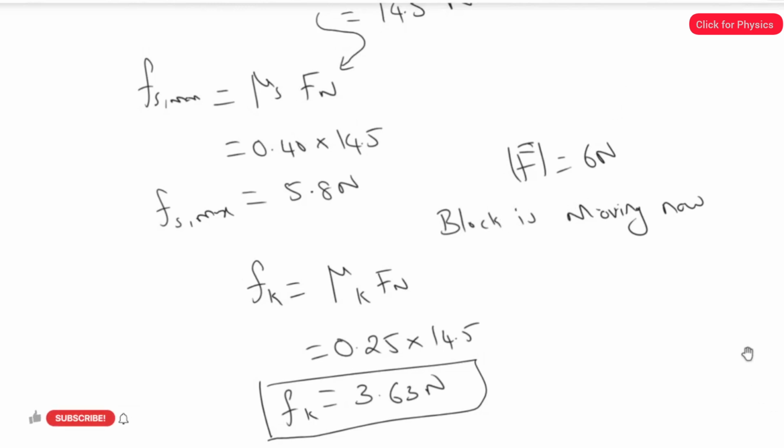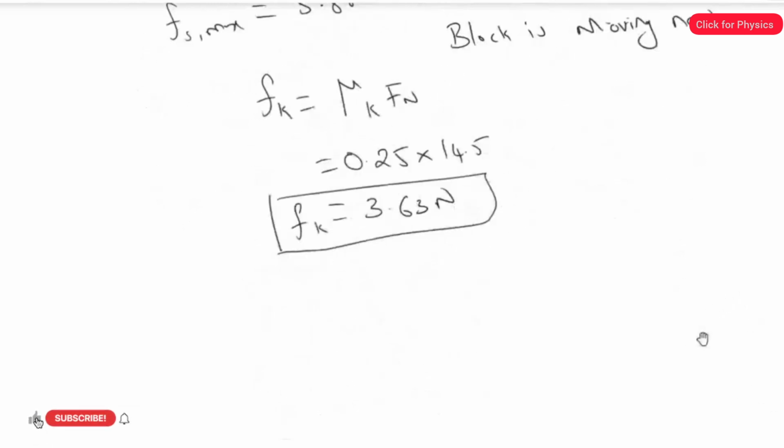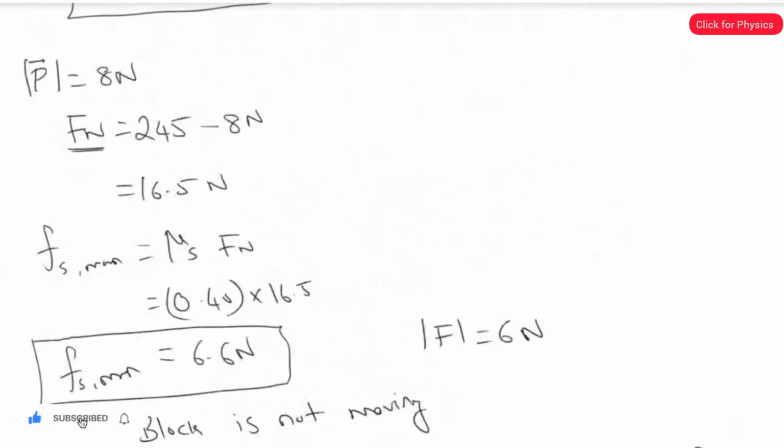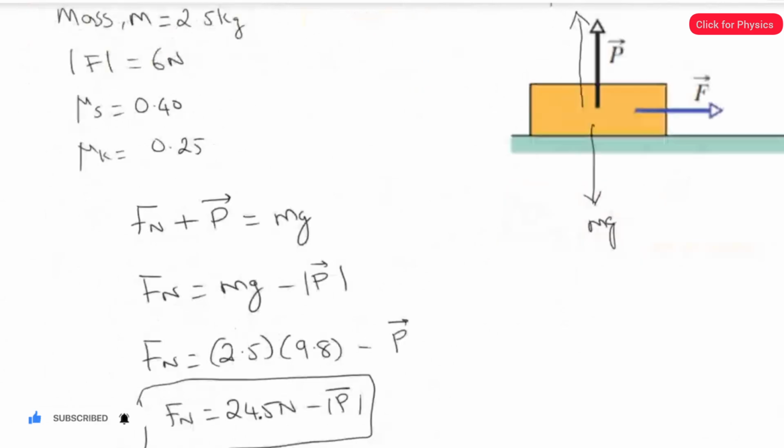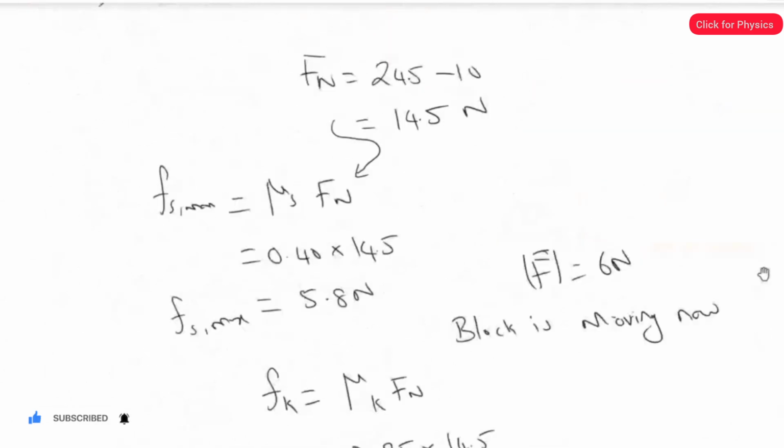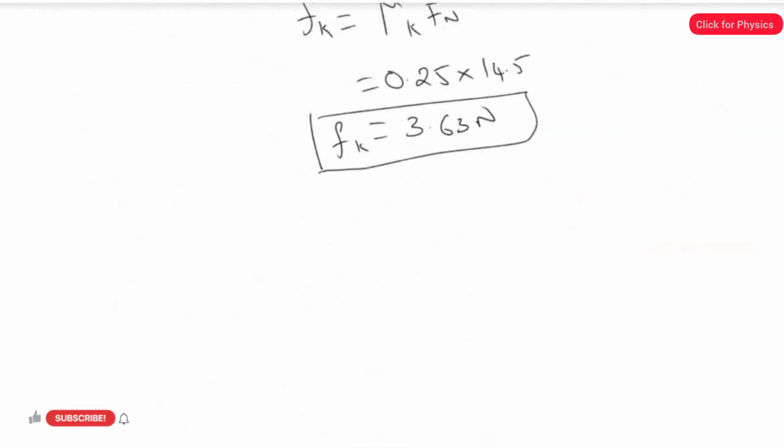Likewise, we have to do the same thing for our last value of the P vector magnitude, which is, I think, 12 Newton. Let me just go back. Yes, 12 Newton. So let's find the answer for the maximum static friction as well as the kinetic friction.